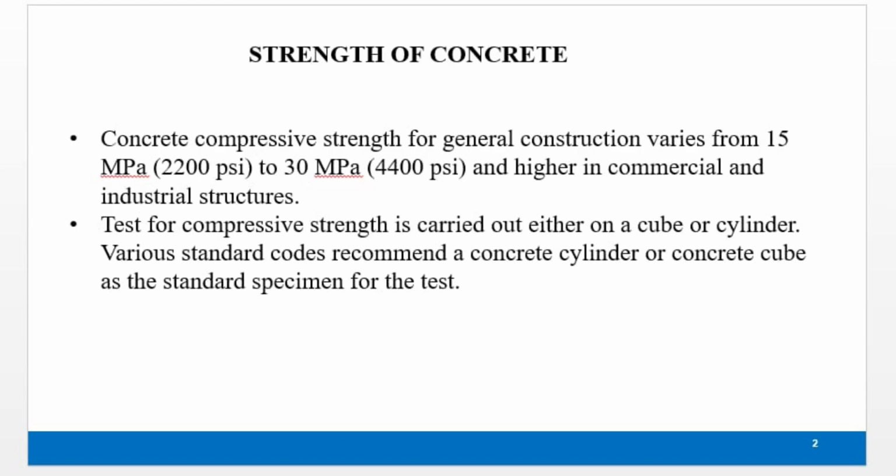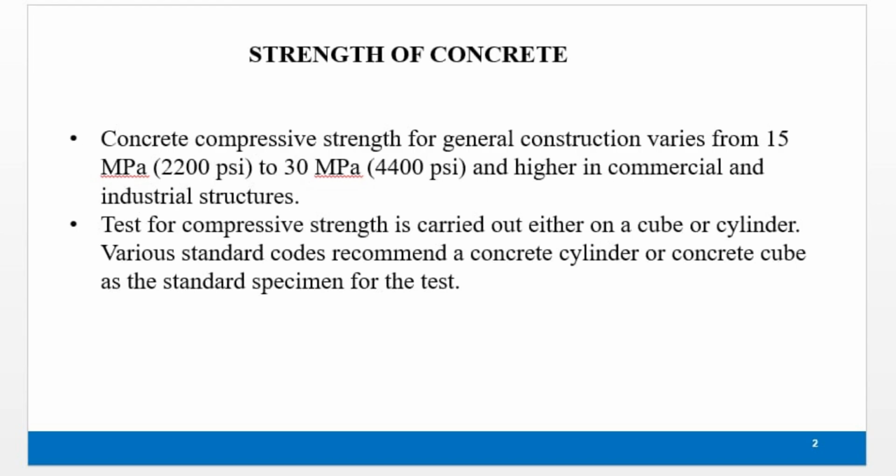Strength. What is compressive strength? Generally, it is how much load a concrete can support under a compressive load. So that is compressive strength. The concrete compressive strength for general construction varies from 15 MPa to 30 MPa and higher in commercial and industrial structures. The compressive strength of concrete depends on many factors, generally water-cement ratio, cement strength, quality of concrete materials, quality control during the production of concrete, etc.